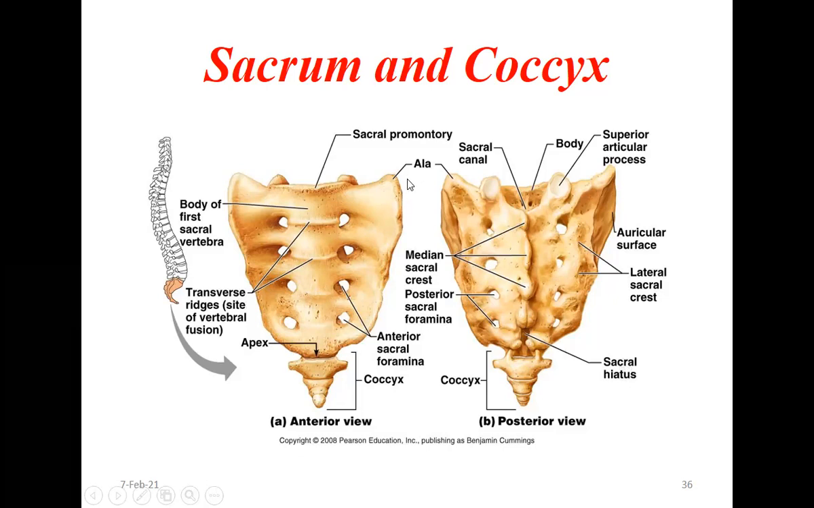Then the lateral part, this is called the ala of the sacrum. Ala. So this is the promontory, and this is called the ala of the sacrum. Then this part here, there are 4 bones which are all fused together. This is called the coccyx bones. CX1, 2, 3, and 4. So they are all fused together. So this is the sacrum and the coccyx. This is the sacrum, and this is the coccyx.